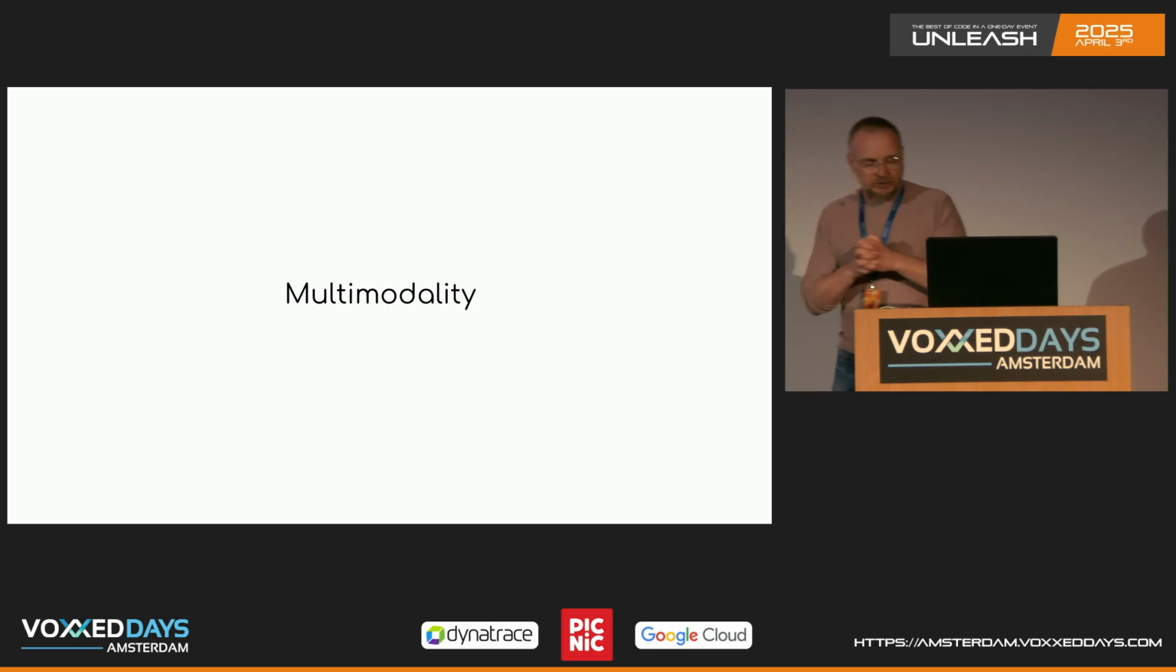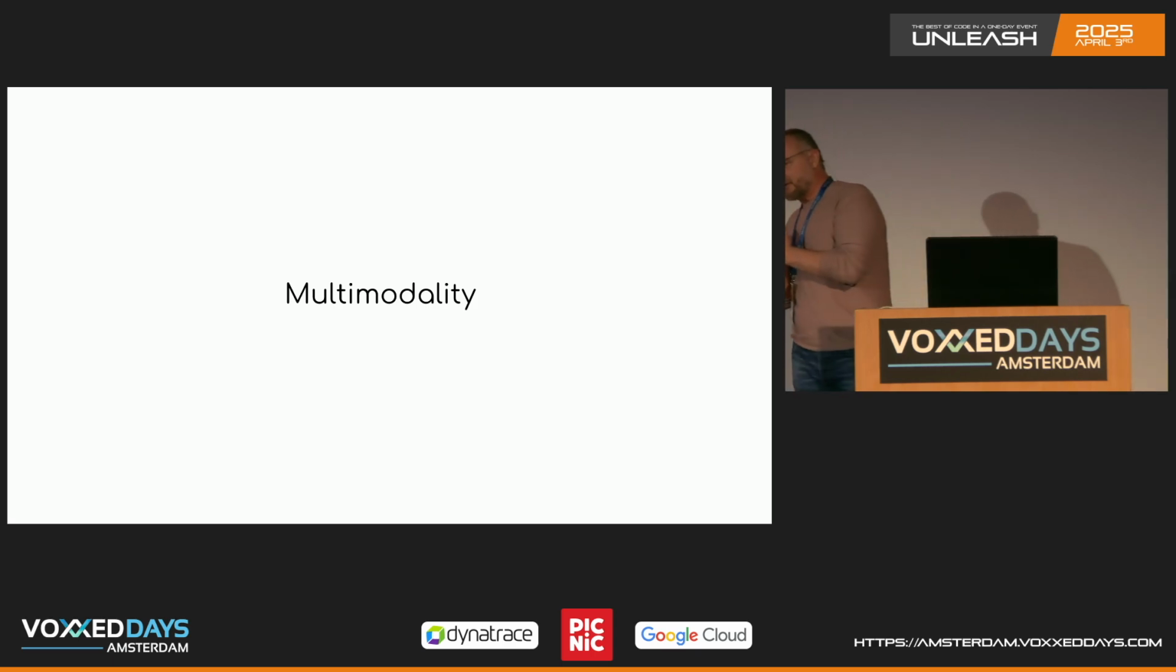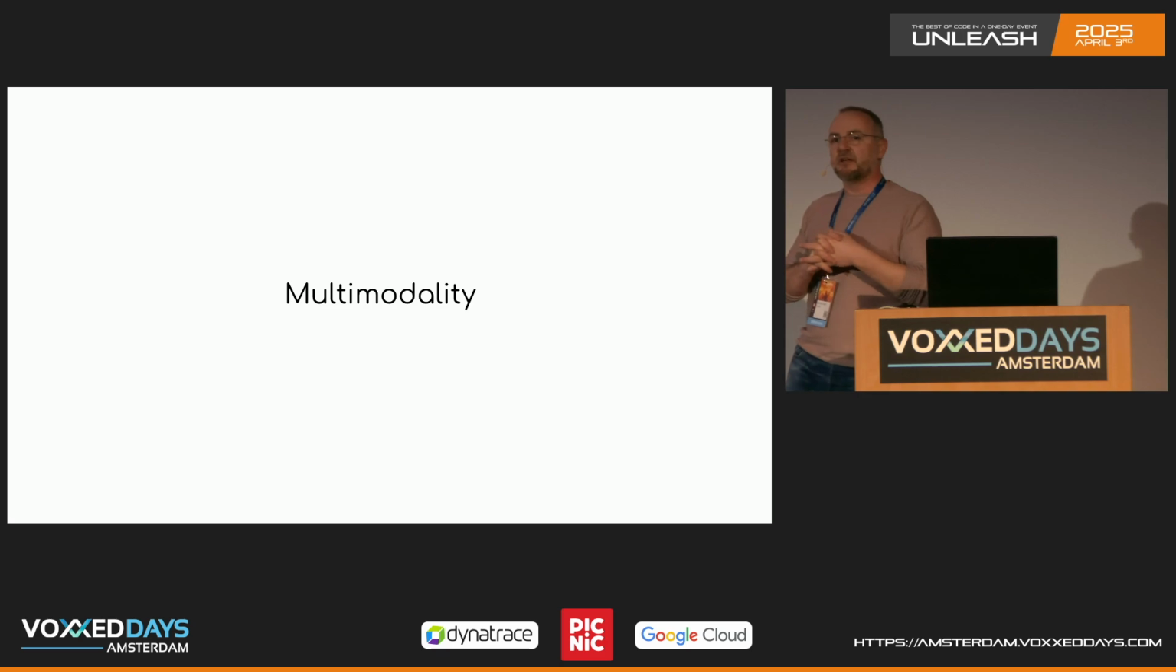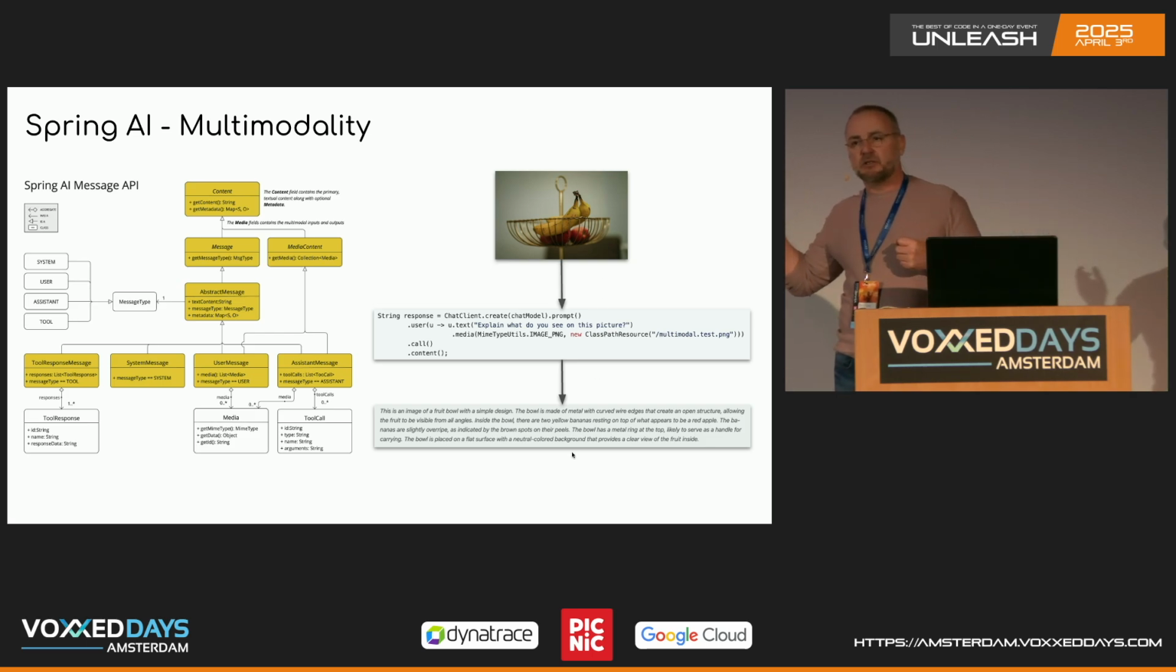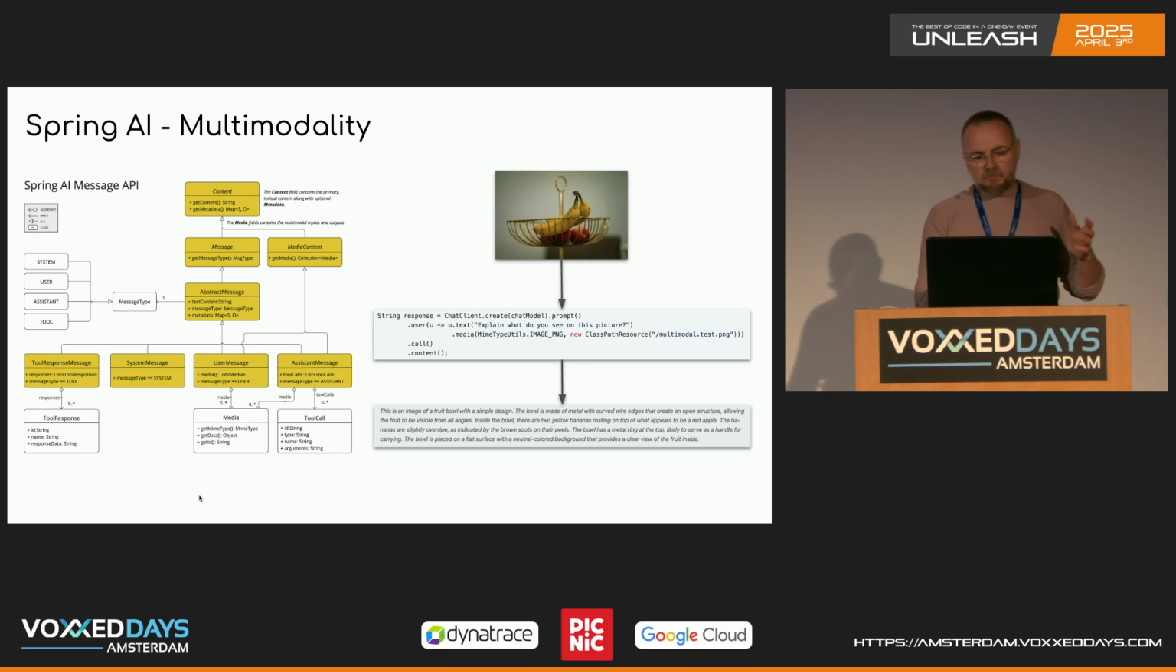Many of the models out there already support additional modalities in addition to text. For example, you can pass to the model an image and additional text, and ask what you see in this image, and the model would answer this question. Spring AI supports modality under the hood. This is a technical bit in its user-provided messages and its response messages.